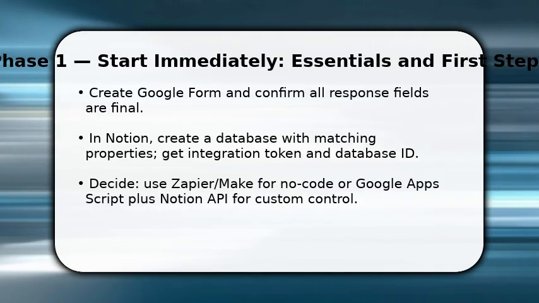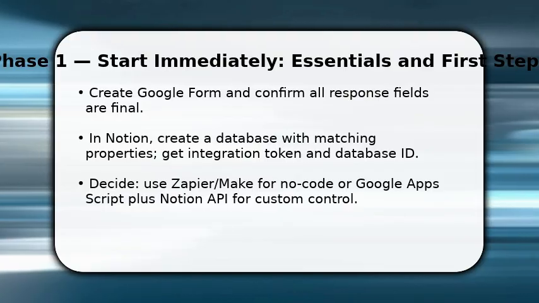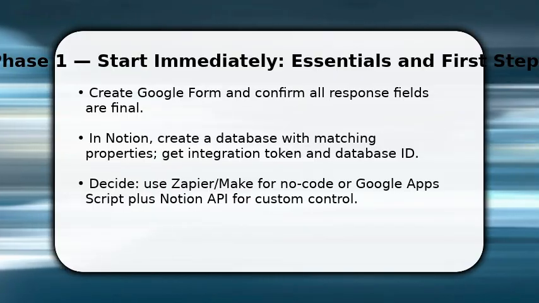Next, choose your path. Use an automation platform like Zapier or Make for a simple flow, or pick Google Apps Script plus the Notion API if you want granular control. Once done, start a new automation and select Google Forms as the trigger so responses will flow.